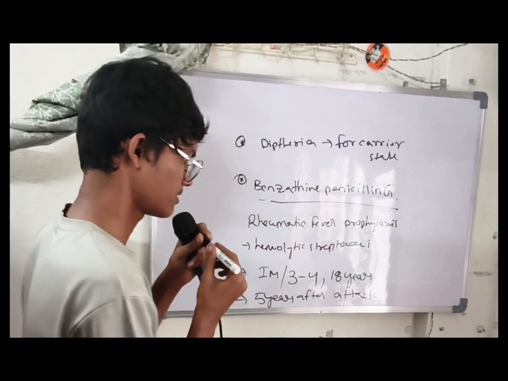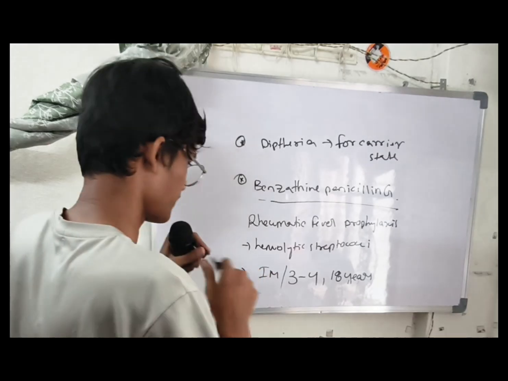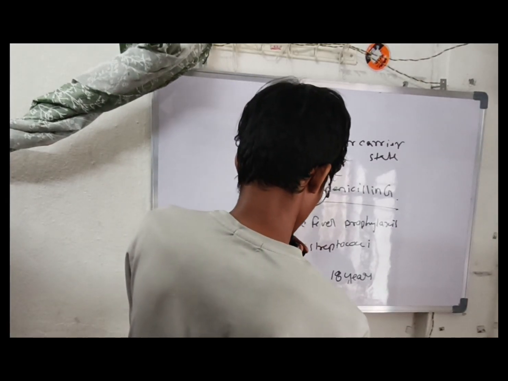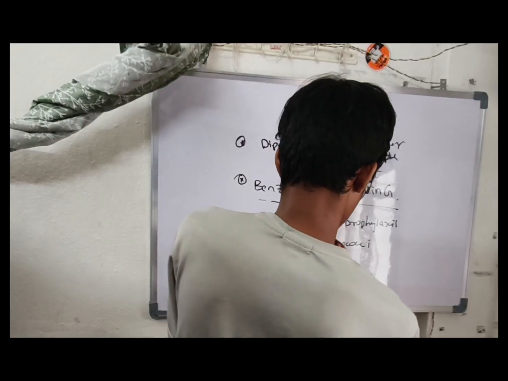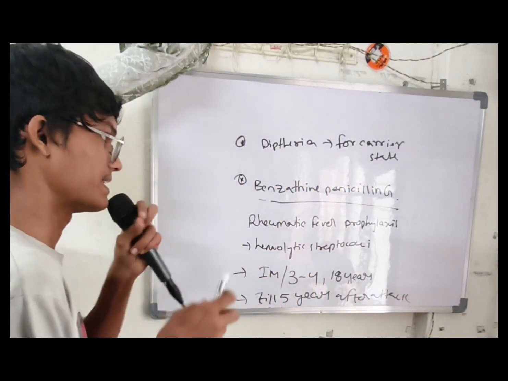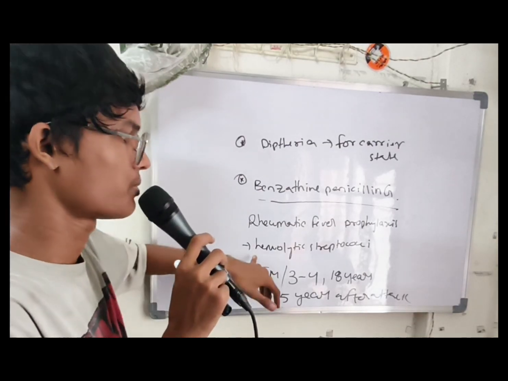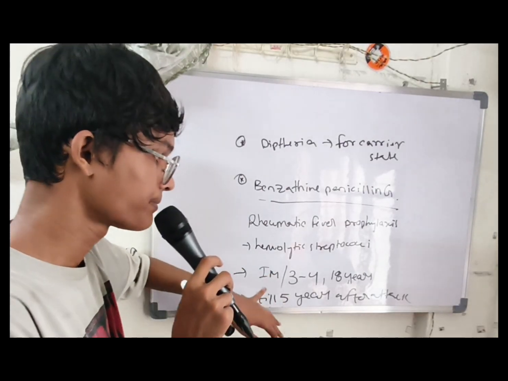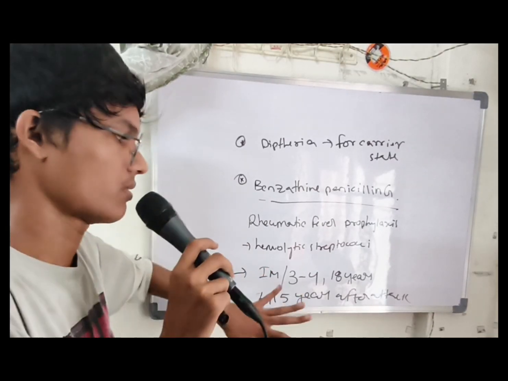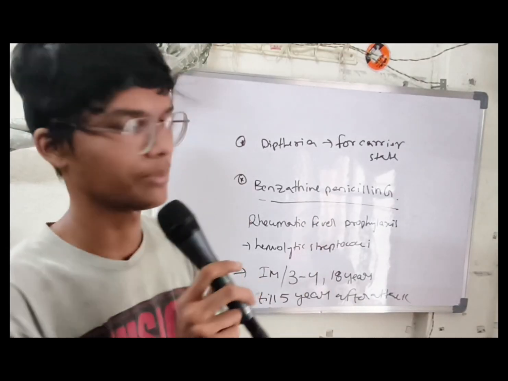Till 5 years after the attack. We can give benzathine penicillin G in rheumatic fever prophylaxis, which stops the colonization of hemolytic streptococci. And in the IM route we have to give it every 3 to 4 weeks, till 18 years or till 5 years after the attack has occurred. And these are the therapeutic uses.